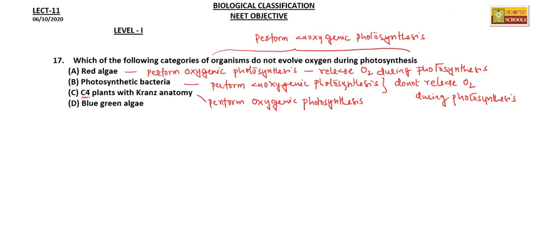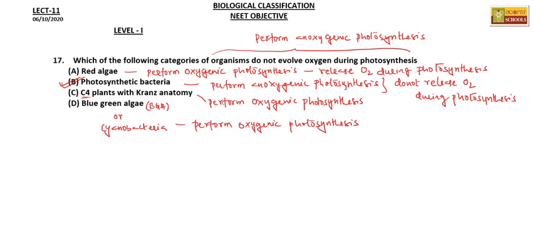Then coming to blue green algae, in short we call BGA, also called cyanobacteria. So these cyanobacteria also perform oxygenic photosynthesis. So the organisms that do not evolve oxygen during photosynthesis are photosynthetic bacteria. So option B is the right answer.